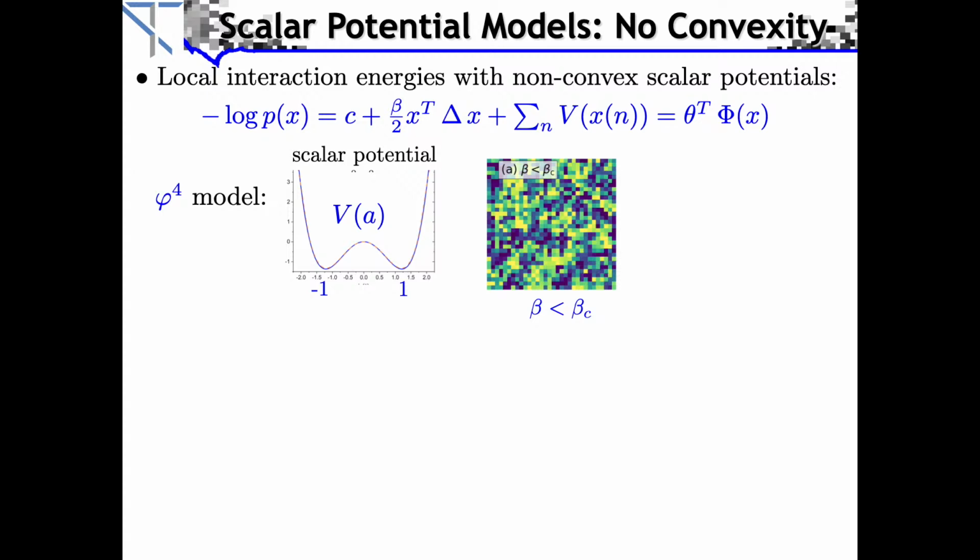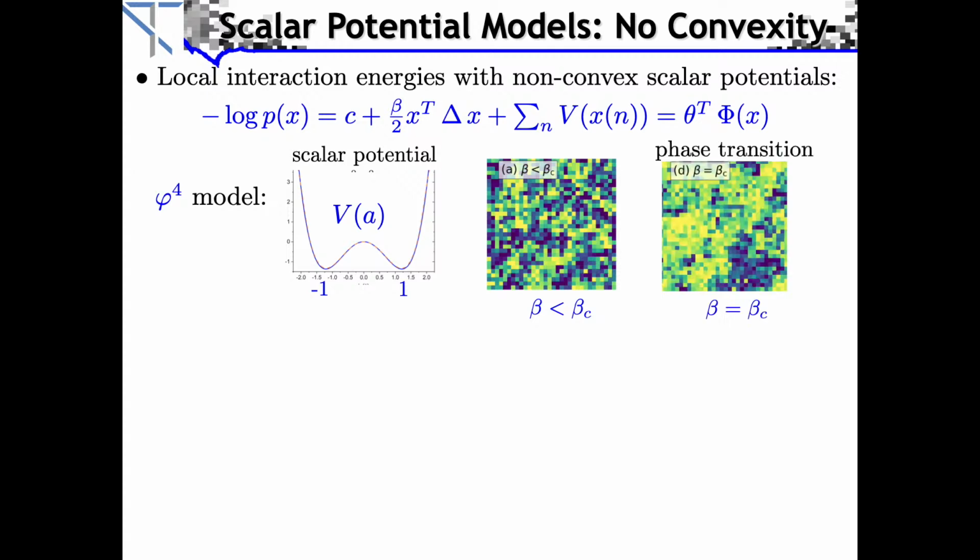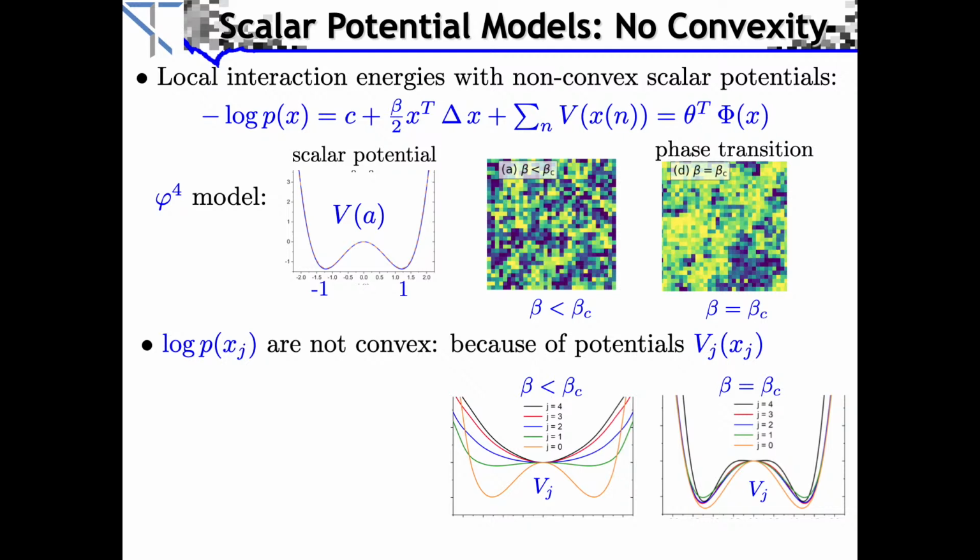That's when the temperature is above the critical temperature. This is the inverse temperature, so you get a field as a realization where most values are close to 1 or minus 1 and somewhat disordered. But when you reach the critical temperature, you see long-range correlations appearing, and this is the phase transition step.